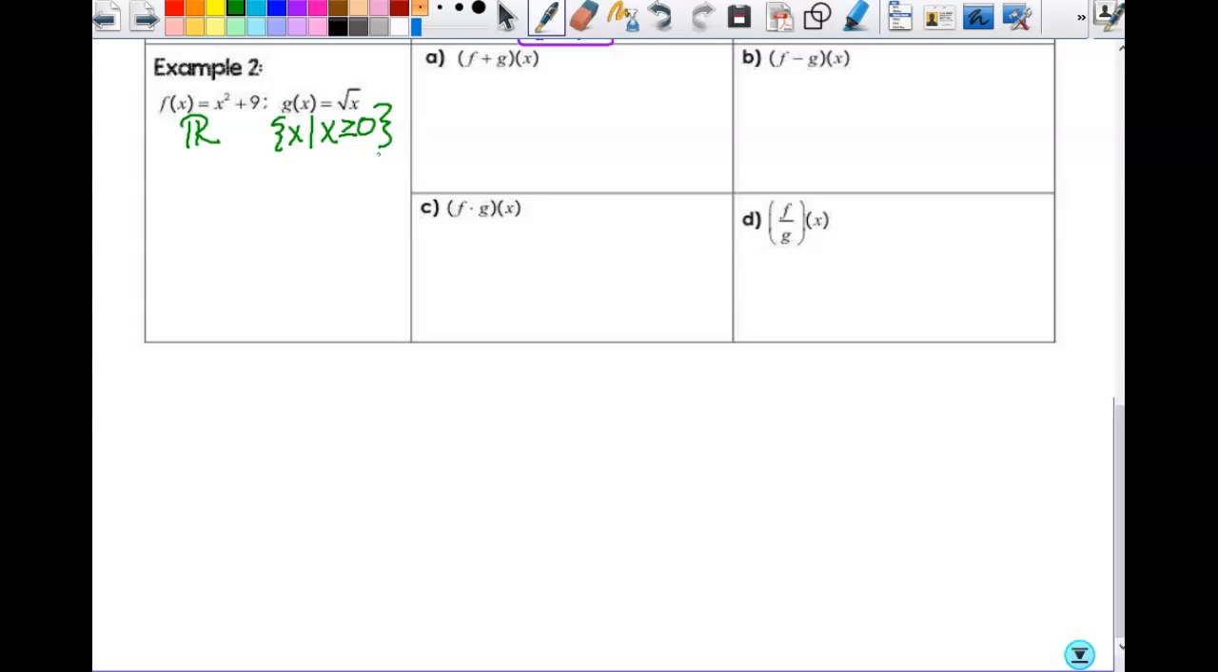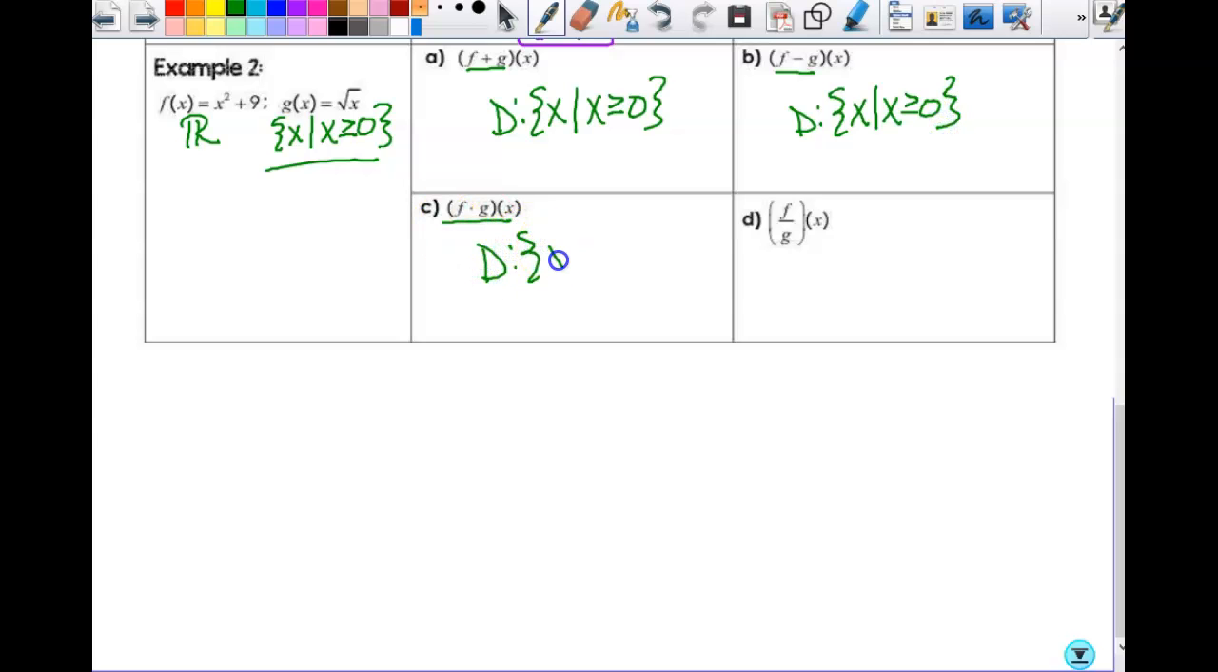So remember, our domain for everything but the quotient is just the intersection of these two. So this one has all real numbers. This has only the numbers that are greater than or equal to 0. So when I put what they have in common is just this one. Does that make sense? So the domain here is the set of all x's such that x is greater than or equal to 0. Once you have the intersection of them, that's true for the addition and the subtraction. So the domain, the set of all x's such that x is greater than or equal to 0. And the multiplication, domain, set of all x's such that x is greater than or equal to 0.